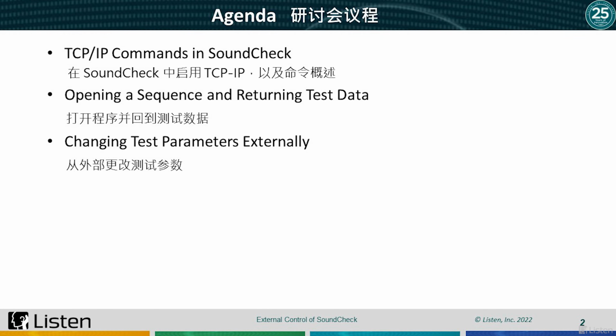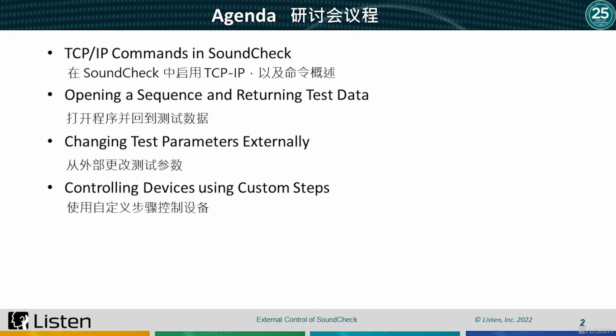Then, we'll show you how to change test parameters via external control. And this is where you really start to see the benefits of TCP/IP control. In high throughput environments, for example, test conditions can be adapted on the fly for different products, which gives you a huge amount of flexibility and can actually simplify your test procedures.